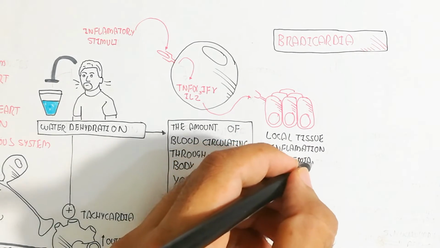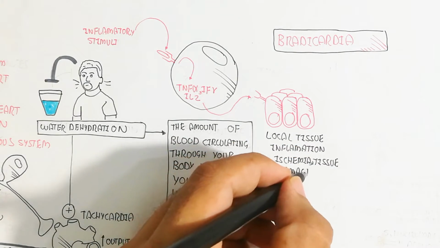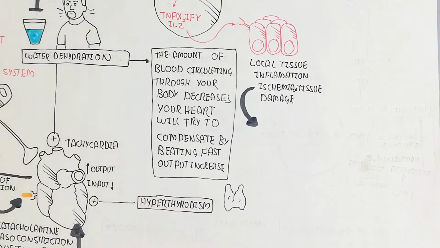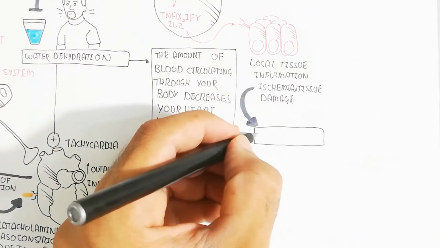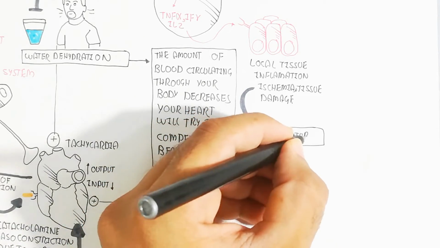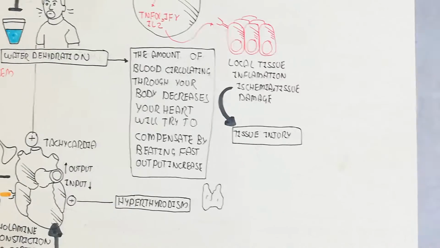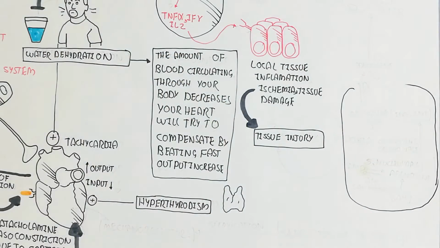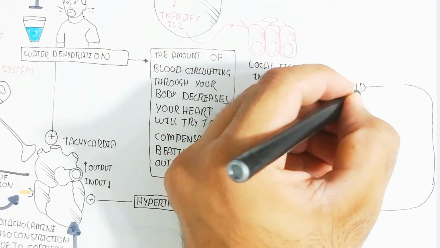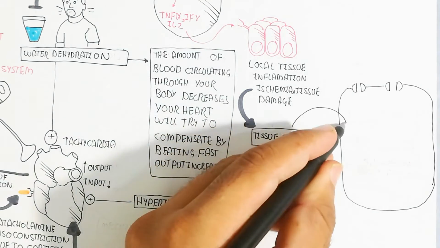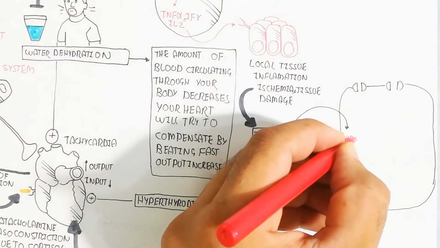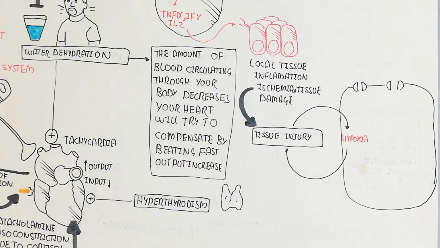So on the other hand, the inflammatory stimuli will stimulate the cells to release tumor necrosis factor alpha, interferon gamma, and interleukin 2, which will target the local tissue, and inflammation, ischemia and tissue damage will occur. This tissue injury means hypoxia. Hypoxia means a decrease of oxygen, which will change the biochemistry of the cell.